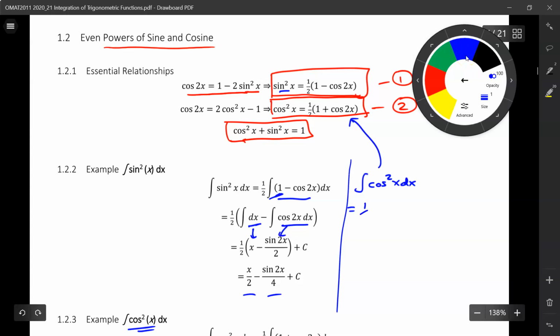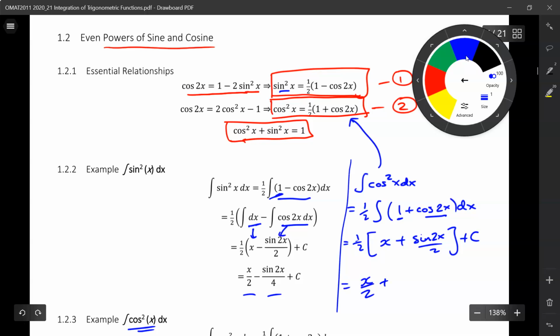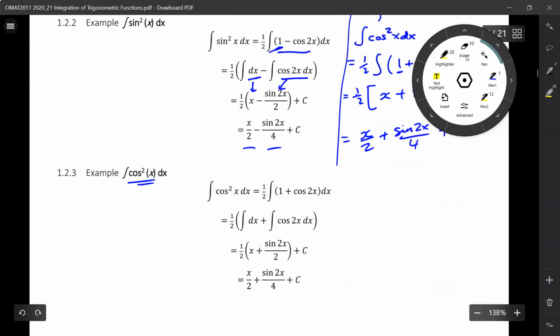So it's a half times the integral of 1 plus cosine of 2x dx. Now here I split them in two, but we can just integrate directly. I'll use the square box. So the integral of 1 dx is x, and the integral of cosine 2x is sine 2x over 2, plus our constant of integration. So it's virtually the same as the other one. You just have a plus instead of a minus in that position. And that is what we have here in the notes down below.